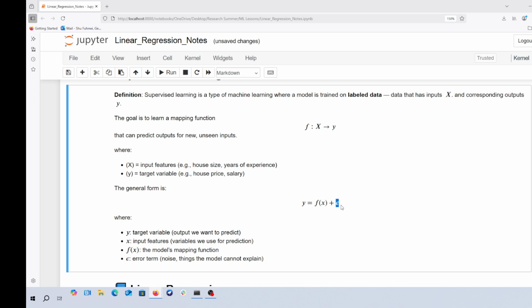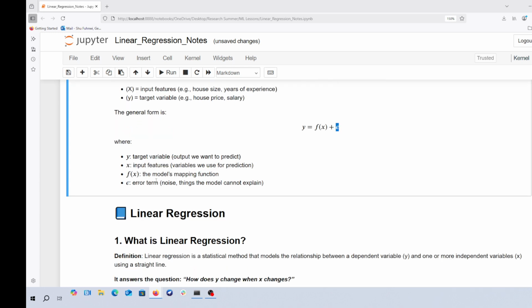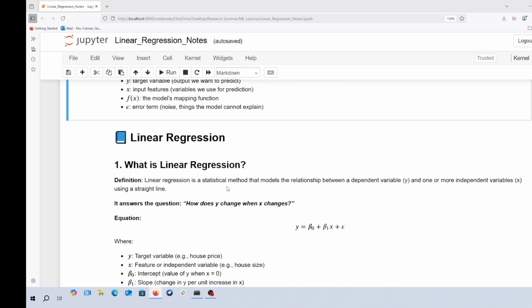As I did mention, most of the time we'll be trying to reduce this error as much as possible, whether it's a regression problem or classification problem. So here, y is the target variable in terms of a regression problem. We have the input features, and then we have that function f of x, which is the model's mapping function. And then we have that error term, which could be like noise made up of the variance and bias.